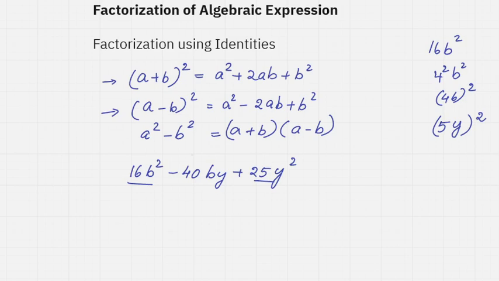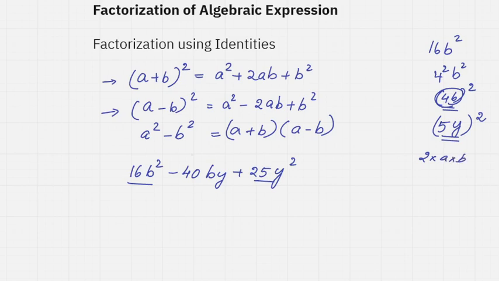Now you will check what is the square root of the first term? 16b square is nothing but 4b the whole square. So we are having 4b as the square root. And the next term 25y square, what is the square root? Yes, 5y is the square root. So you will multiply these two, and you will have 20by. So 2 into 20by is 40by. So that is in the form of 2 into a into b, right?